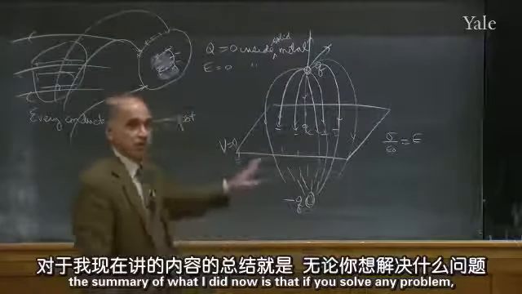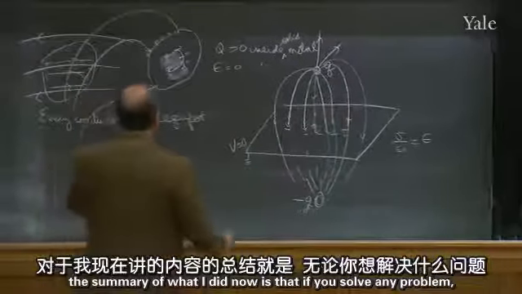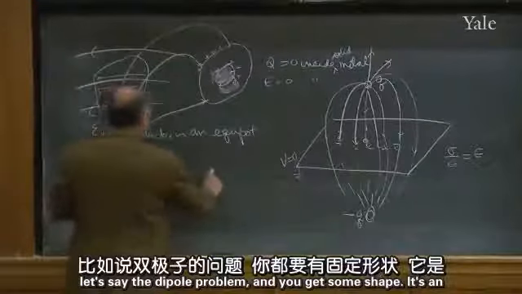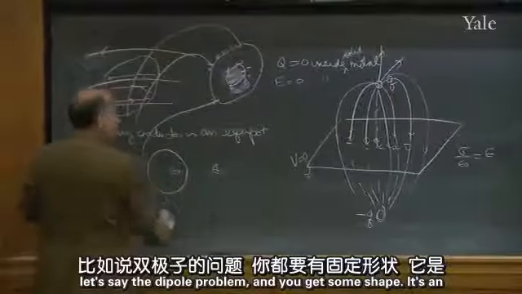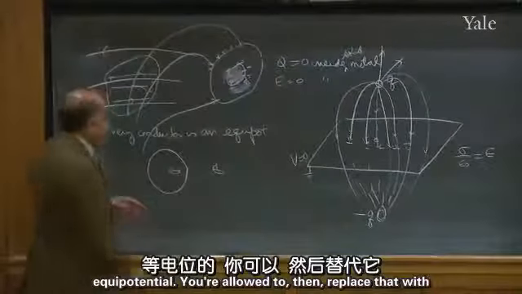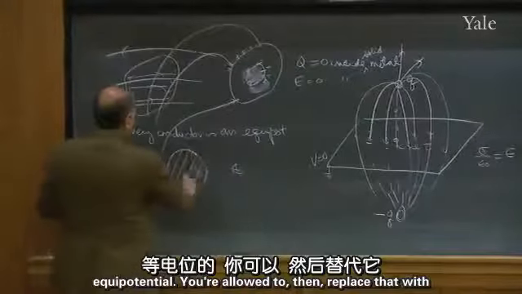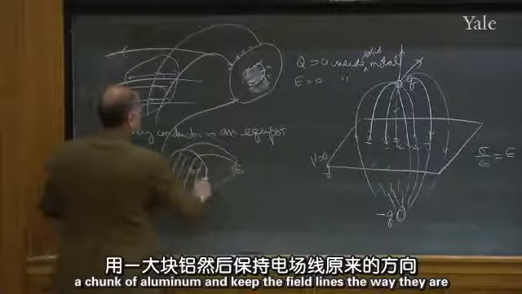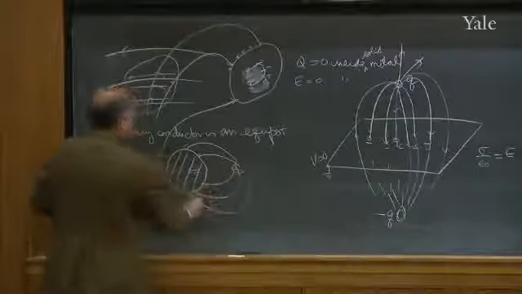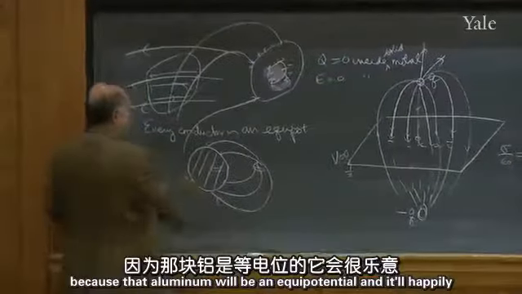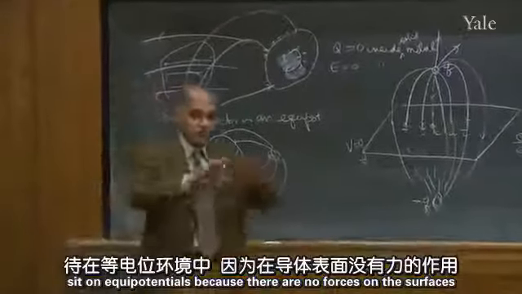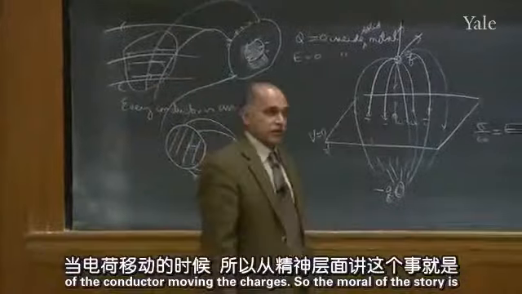So the summary of what I did now is that if you solve any problem, let's say the dipole problem, and you get some shape that's an equipotential, you're allowed to then replace that with a chunk of aluminum and keep the field lines the way they are. Because that aluminum will be an equipotential, and it'll happily sit on the equipotential, because there are no forces on the surface of the conductor moving the charges.